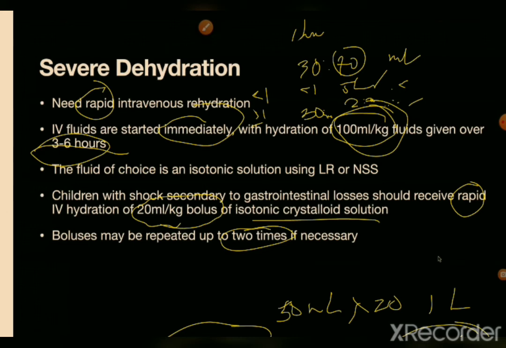So for severe dehydration, all we need to do is to give a rapid intravenous rehydration. IV fluids are started immediately with hydration of 100 ml per kilogram given over 3 to 6 hours. The fluid of choice is an isotonic solution using LR or NSS. Children with shock secondary to gastrointestinal losses should receive a rapid 20 ml per kilogram bolus of isotonic crystalloid solution, NSS or plain LR. Boluses may be repeated up to 2 times if necessary.